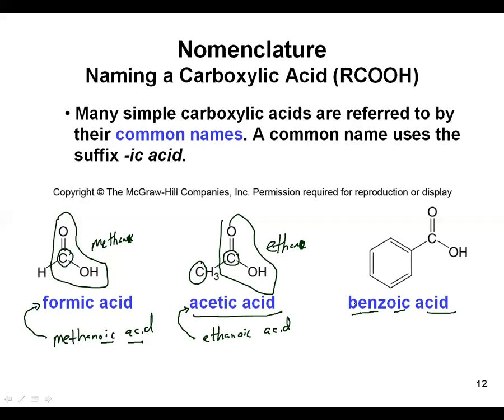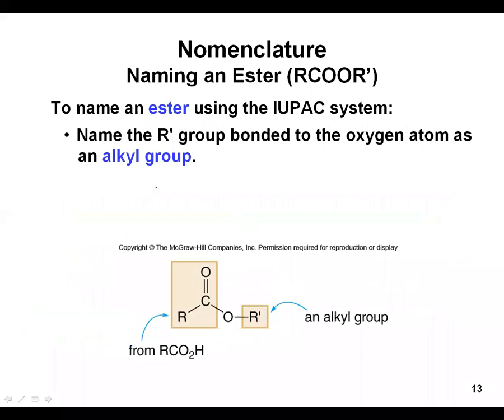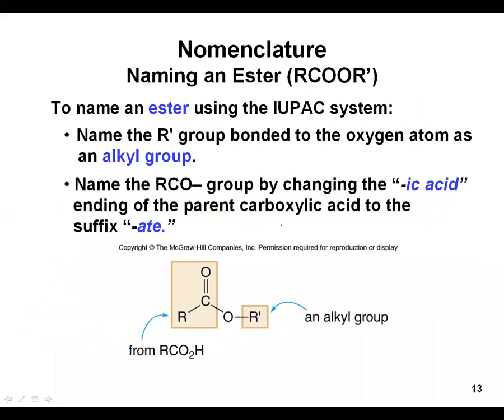So methanoic acid, same as formic acid. Ethanoic is the same as acetic acid. I will say acetic acid and ethanoic acid, you should know that they are the same thing. That one, a lot of people do use their common name when they are naming it. So a lot of people will use acetic acid instead of ethanoic acid. Any questions on carboxylic acids?